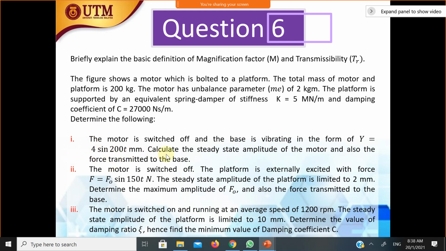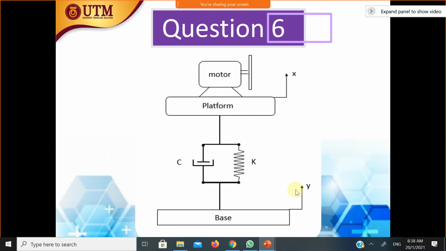The motor is switched off and the base is vibrating in the form of y equals 4 sin 200t millimeter, and calculate the steady state amplitude of the motor and also the force transmitted to the base. This is our equation. So we need to note that the motor is switched off and then the base is vibrating.